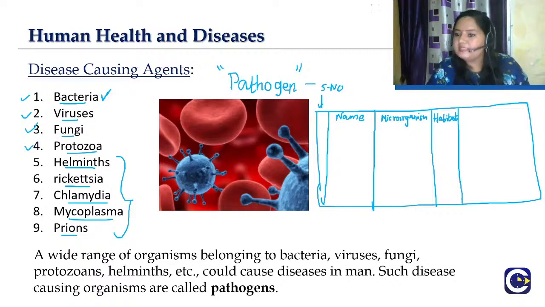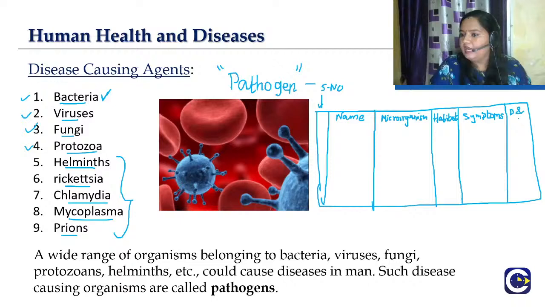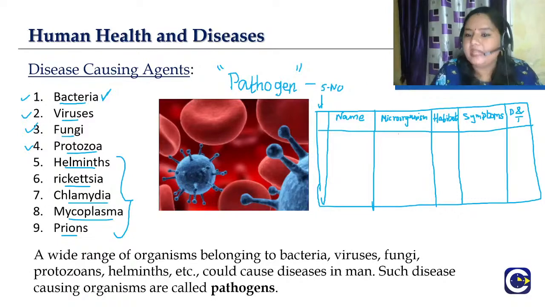And the fifth column is symptoms. What are the symptoms? And the final column could be diagnosis and treatment. How do we diagnose it and how do we treat it? Can you make a table like this? Text me once you're done with the table, okay?